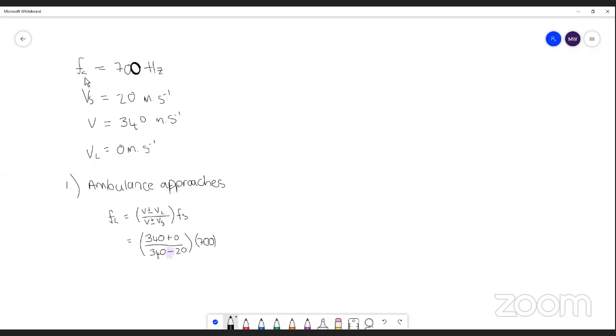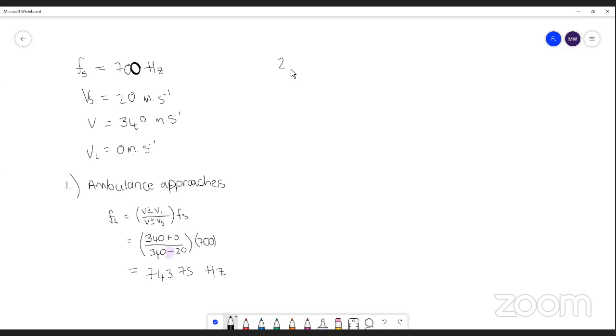Okay, and if you plug that into your calculator, I get 743.75 Hertz. Is that what everyone else gets? Yes. Thank you, Eli. Okay, so that was the first one.